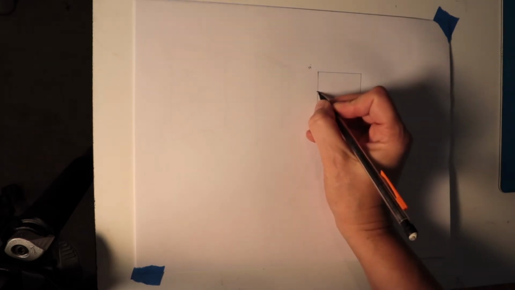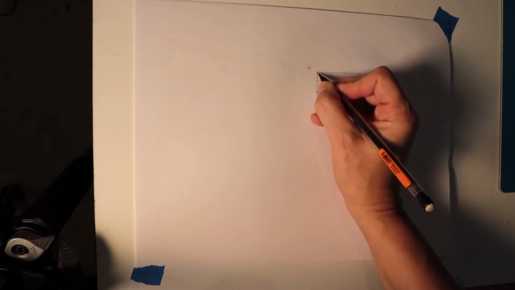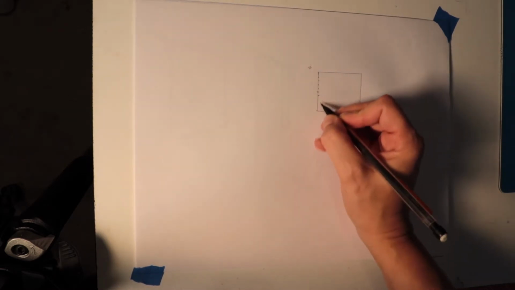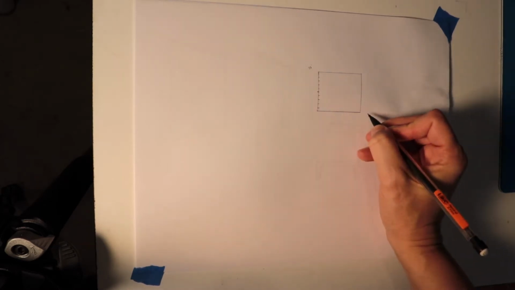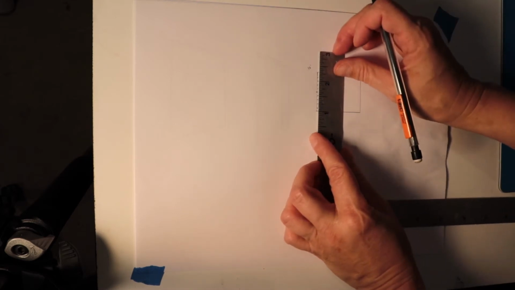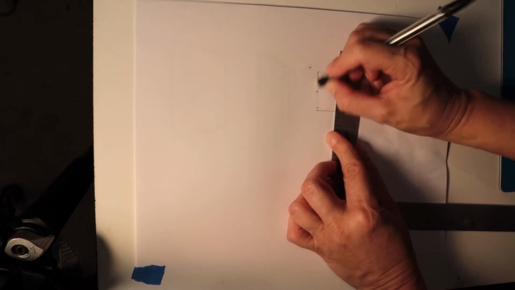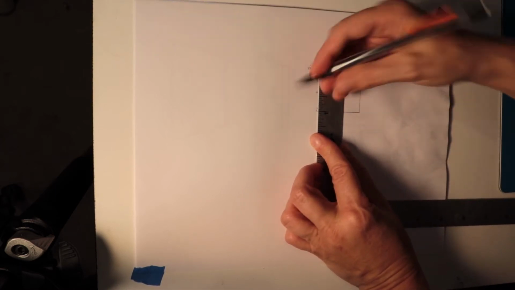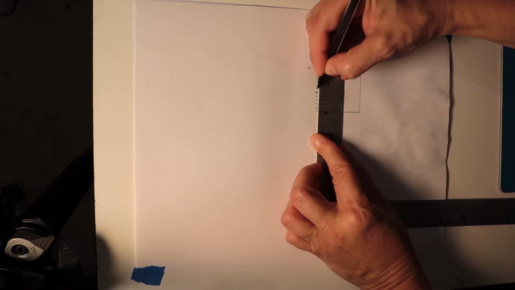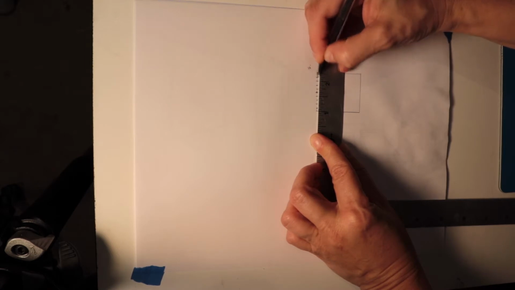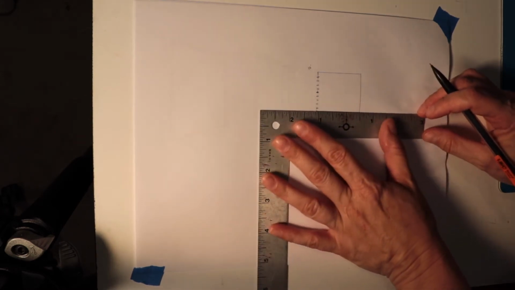So if this is the middle, that means 5, 6, 7, 8, 9, 10, 5, 4, 3, 2, 1, 0. And then I can go ahead and do that down here too. So you want them to be equal and identical measurements. So I'm gonna go back and fix mine so that it's 1, 2, 3, 4, 5, 6, 7, 8, 9, 10. And I'm going to do the exact same measurement along the bottom.